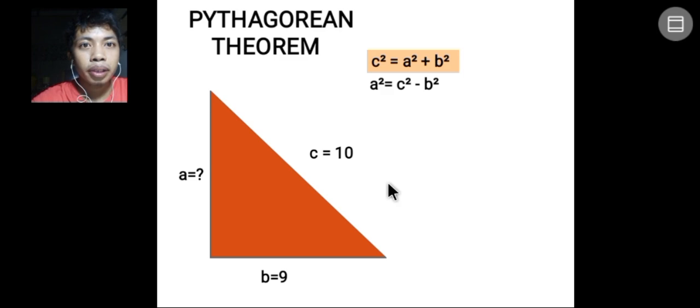In this case, the missing value is the value of our opposite side. So we can use the formula a squared is equal to c squared minus b squared. This formula comes from c squared is equal to a squared plus b squared using the derivation method.